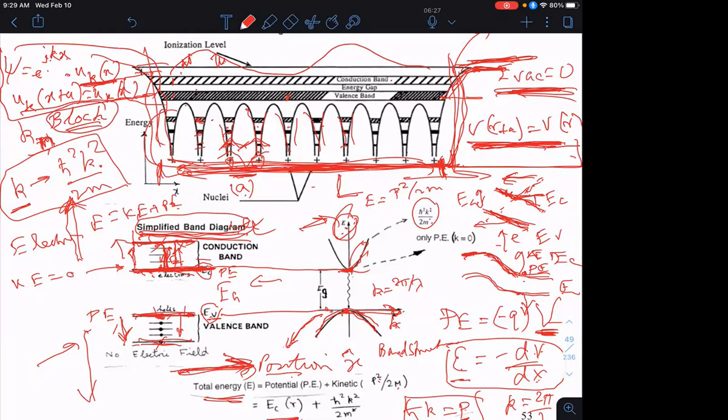Bloch, B-L-O-C-H, not B-L-O-C-K. Felix Bloch was a physicist who first solved this problem, and he won the Nobel Prize in physics for this. Basically, what he was doing was taking a Fourier transform of this periodic function, and that's how you can come up with the mathematical formula.